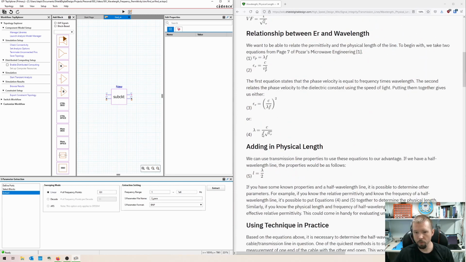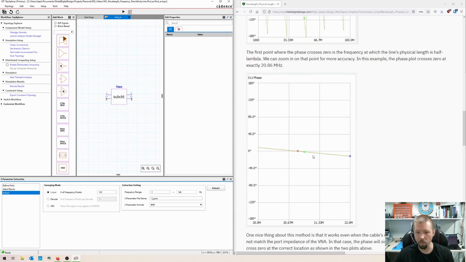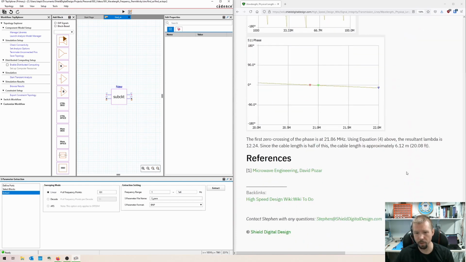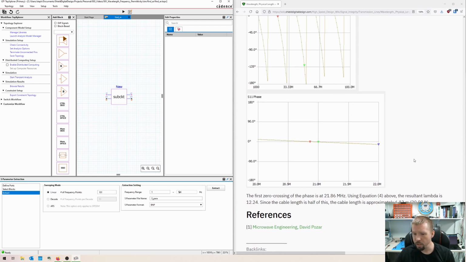We plug our 21.86 megahertz in for our frequency, because that's the frequency at which the cable is lambda over 2. We know our dielectric constant from our velocity factor, and of course we know c, the speed of light, which is 3 times 10 to the 8. When we put all those things together, we get an answer for what is lambda. Now, the answer in that case, lambda is 12.24 meters.